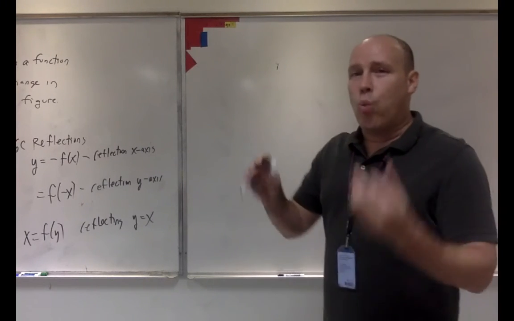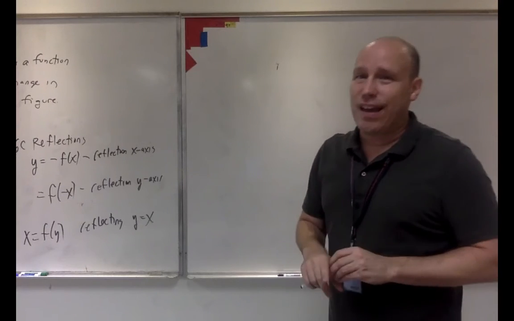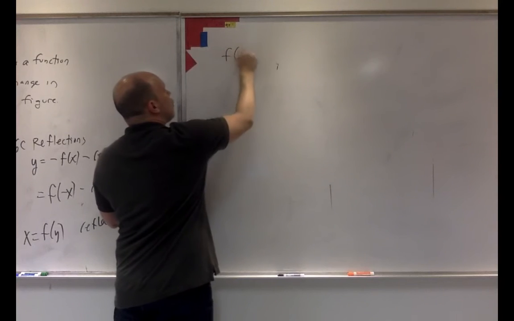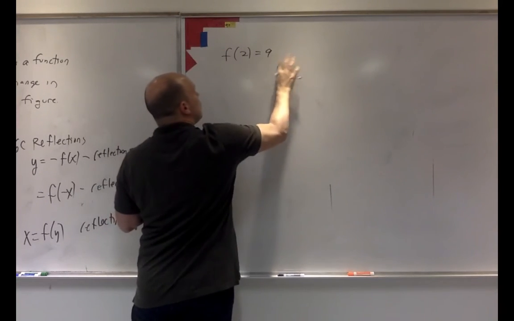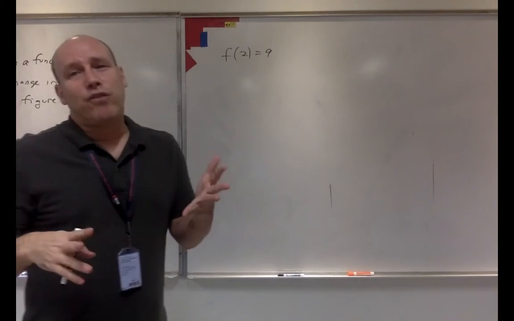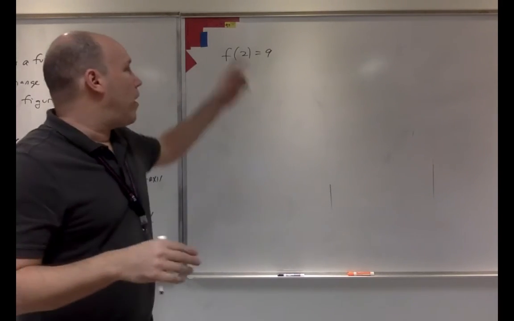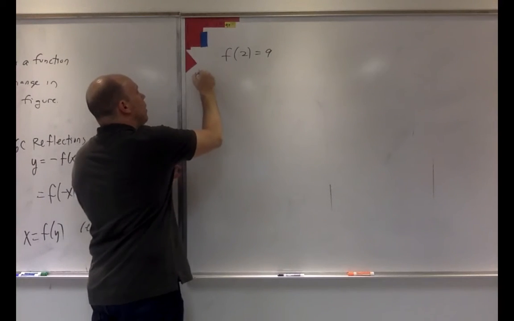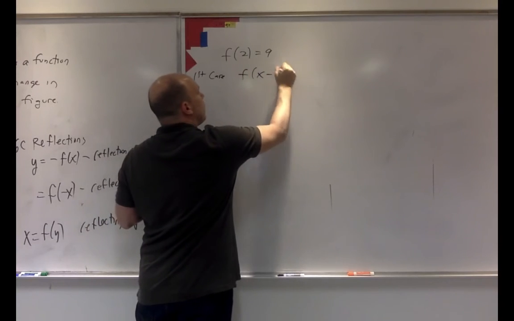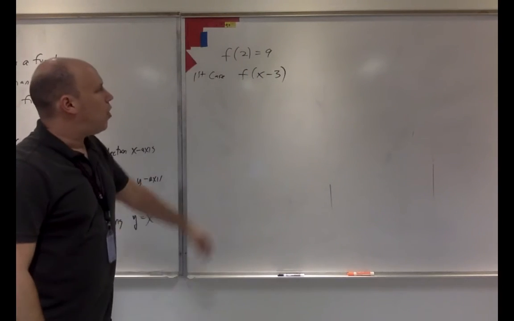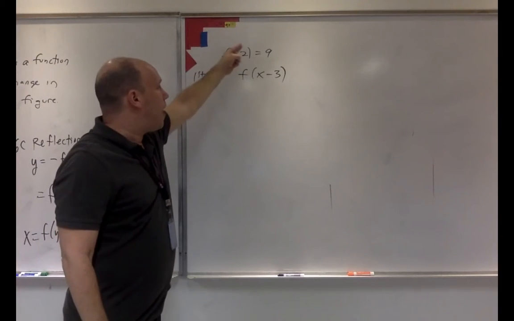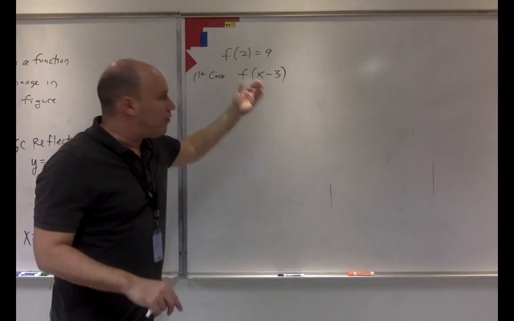So the question is, where do points go after specific transformations? So let's see. Imagine there's a function that maps 2 to 9. We don't know what the function is. The question is, after a certain transformation, where does the point go? So let's take up the first case. f of x minus 3. So the question is, what happens to this point after the function is transformed x minus 3?